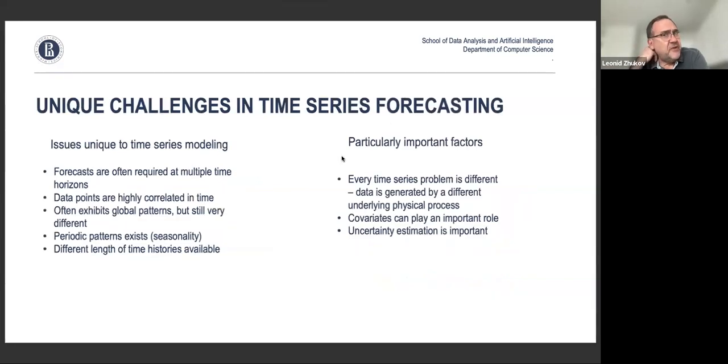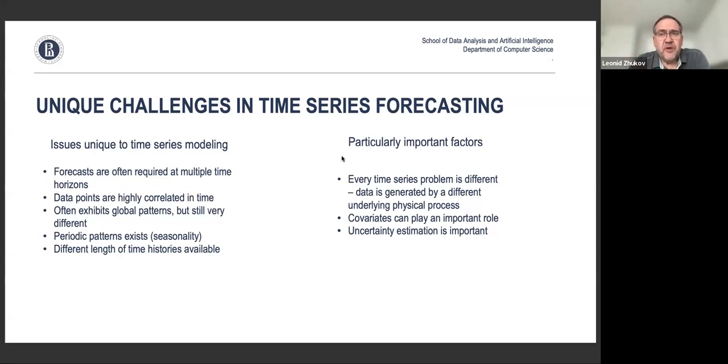There are some very unique challenges that are characteristic to time series forecasting, compared to other machine learning scenarios. So first of all, forecasts are often required at multiple time horizons, which means you want to have a forecast in a day, in 3 days, in a month. So you might need to calculate different deltas into the future.